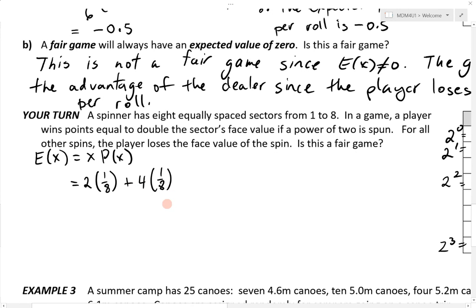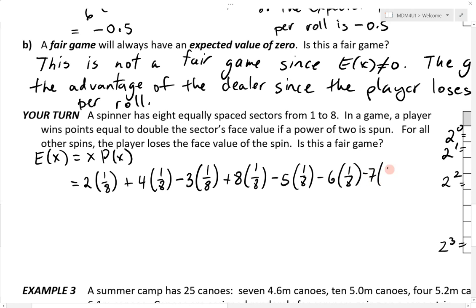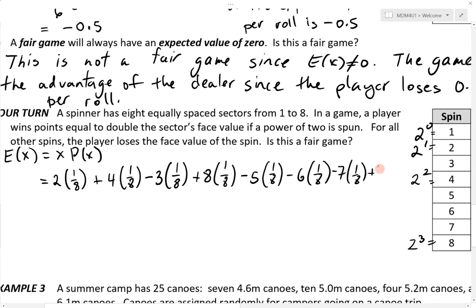Or I could land on sector number 3, which would make me lose 3 points, so it's -3, times 1 out of 8. I could gain 8 points for landing on sector 4, and that's again 1 out of 8 chance. And then I go -5 for the 5th sector, and then -6 for the 6th sector, -7, and plus 16 for the last one. That's the winning one. Okay, so I take all these 1/8 multiplied by their numbers, and I add them all up, and you'd find the total would be 9/8, or 1.125.